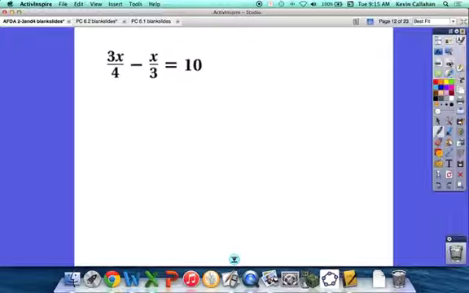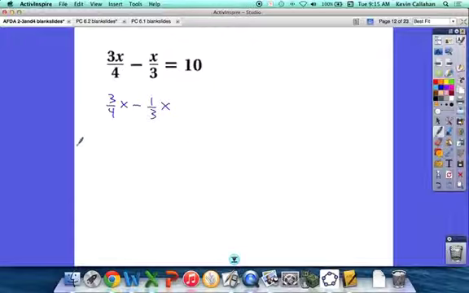Now, to combine like terms, you're going to have to add fractions. I mean, this is literally 3/4 x minus 1/3 x. So in order to add or subtract them, we're going to have to add or subtract the fractions, which means you need a common denominator, right? So the common denominator will be 12.